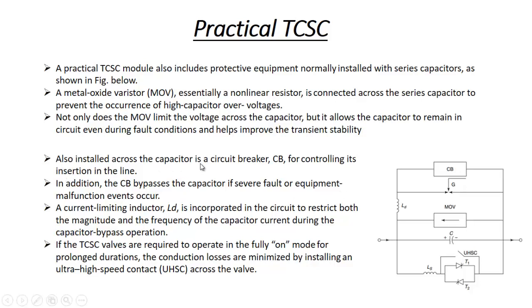Also installed across the capacitor is a circuit breaker for controlling its insertion in the line. If the circuit breaker is closed, the capacitor will be bypassed. There will be no capacitor that we can see in the line. When the circuit breaker is open, the capacitor will come into the picture. It is connected in series with the line.